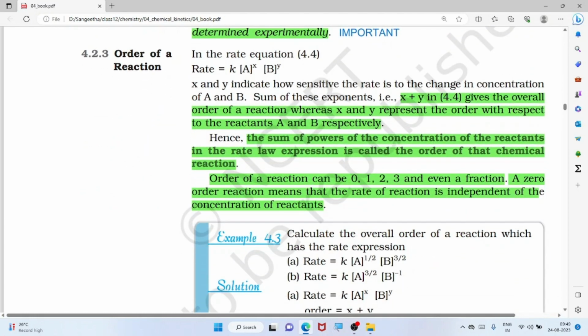Order of a reaction. The power x plus y gives the overall order of the reaction, where x and y represent the order with respect to A and B respectively. The sum of the powers of the concentration of the reactants in the rate law expression is called the order of that chemical reaction.